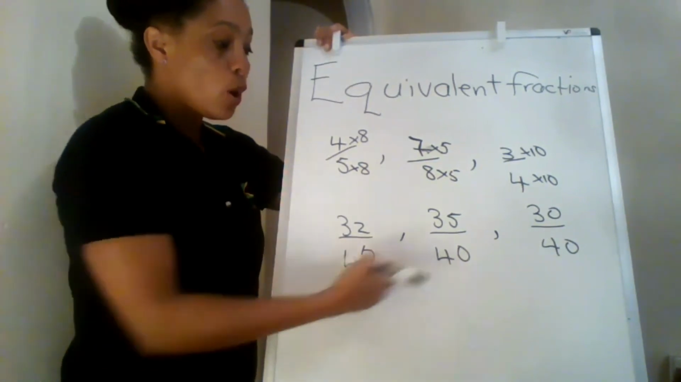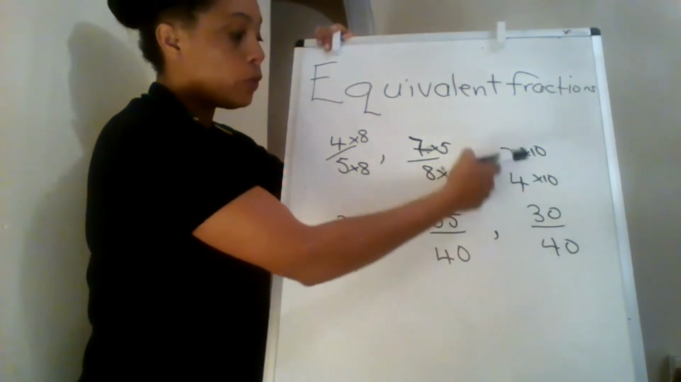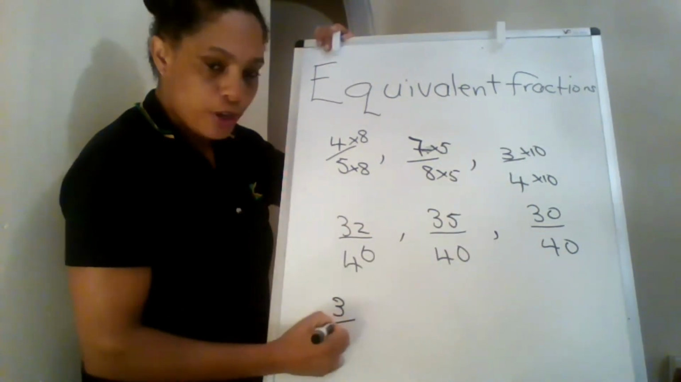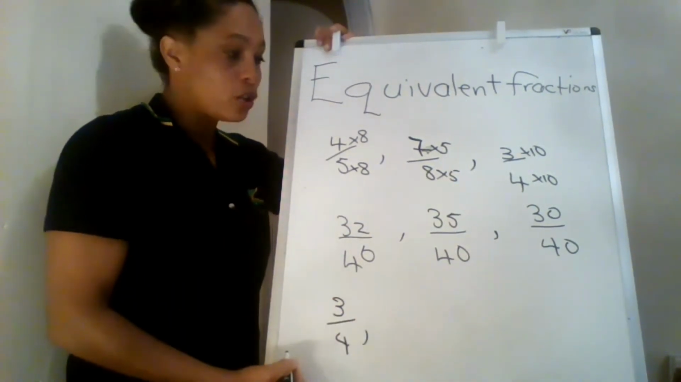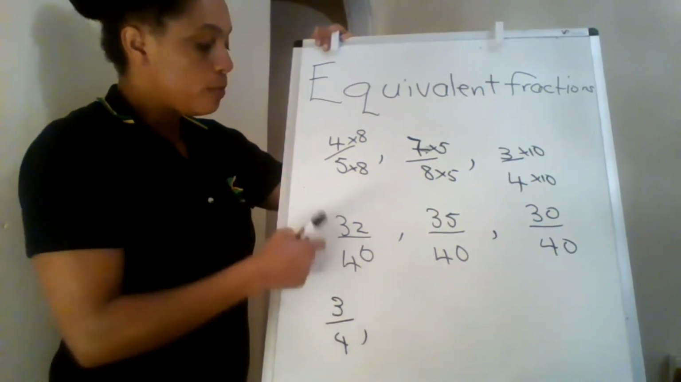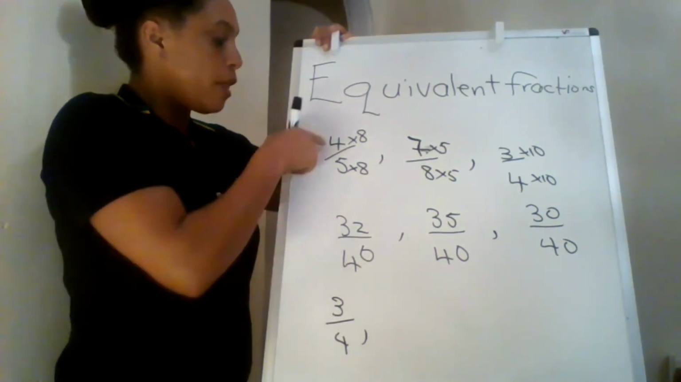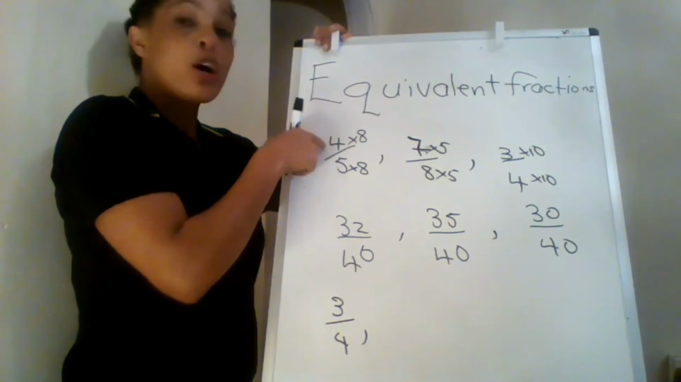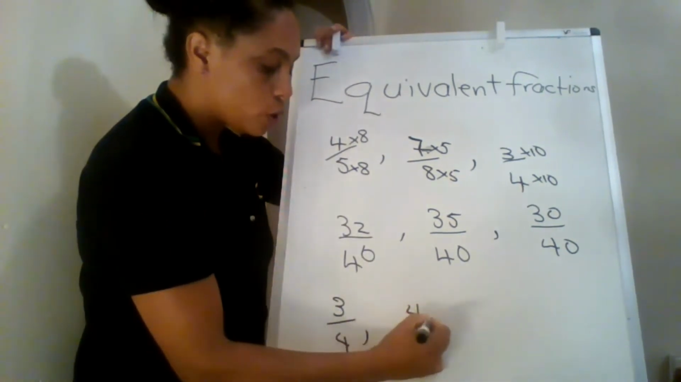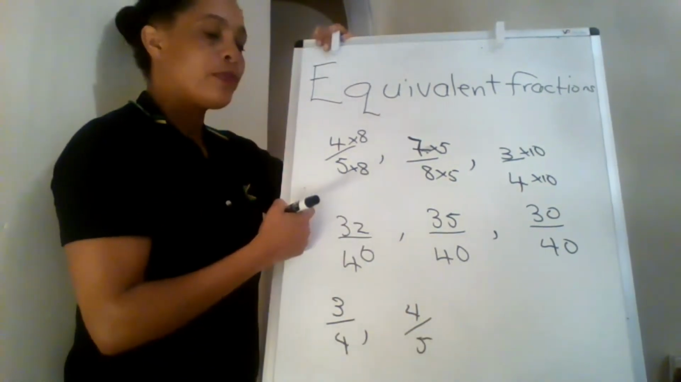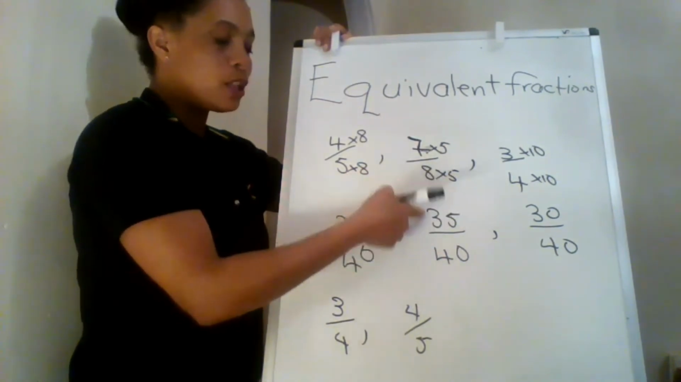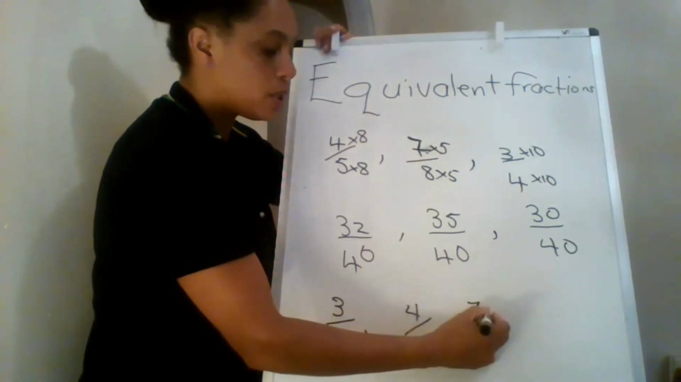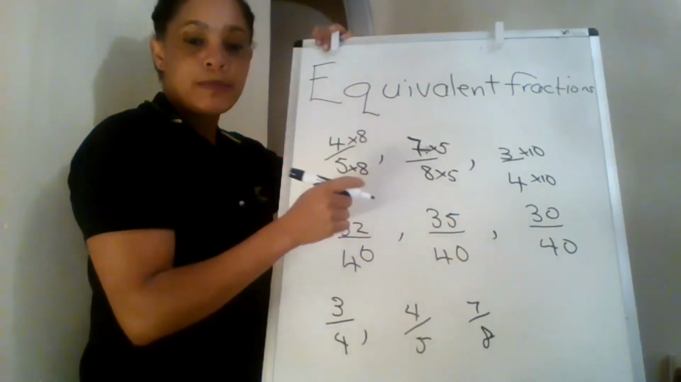So the smallest one is 30 out of 40, which is 3 out of 4. So 3 out of 4 is the smallest fraction. The next one is going to be 32 out of 40, and 32 out of 40 was 4 out of 5. So our next one is going to be 4 out of 5. And the last one, putting in order, is 35 out of 40, which matches 7 out of 8.